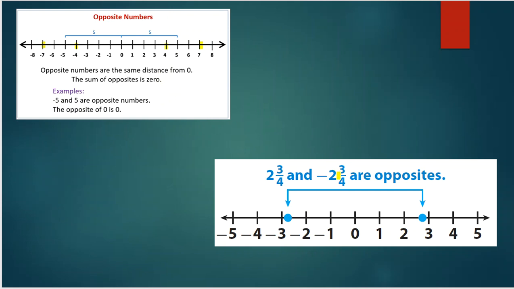Now, rational numbers can also be opposites. For example, 2 3/4, that's right here on our number line. Okay, you can see 2 3/4. The opposite of that would be -2 3/4. And the way that you know that two numbers are opposites is the sum. So when you add them together, you get 0. So if you add two numbers together and you get 0, you know that they are opposites.